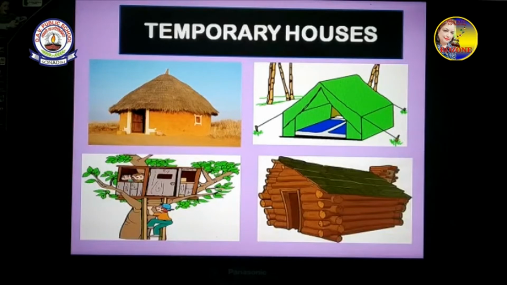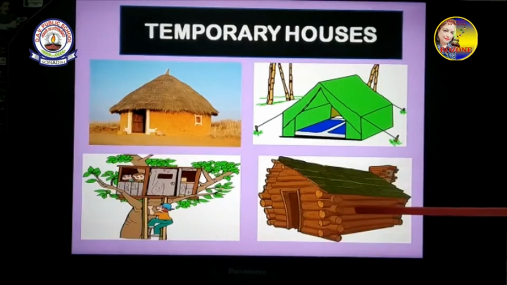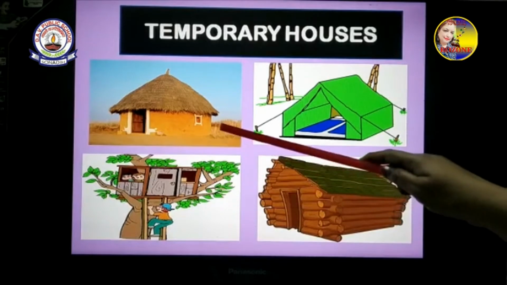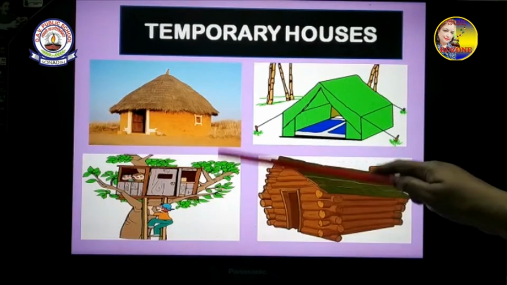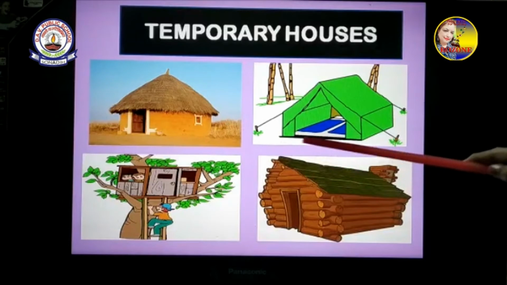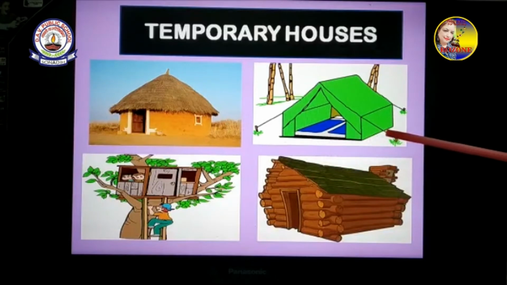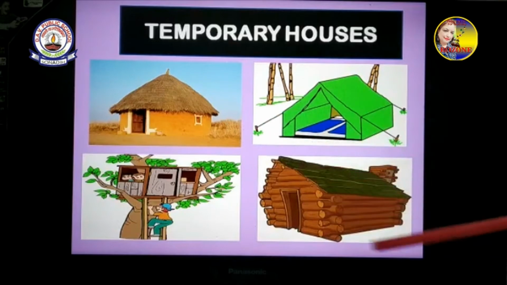They can be built again and again if they are harmed by any storm or rain. A tent can be shifted from one place to another. You can take the tent to a new place. Followed? So these are very easy types of houses which we can build anytime.